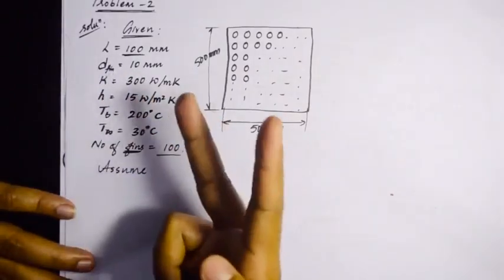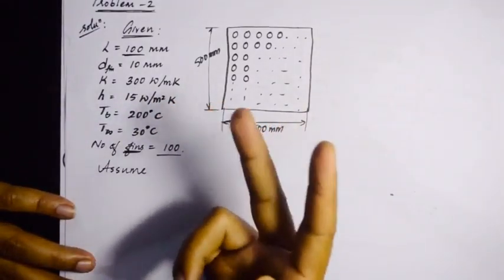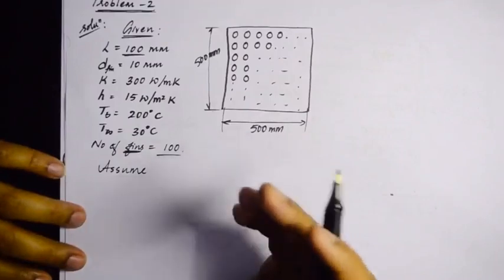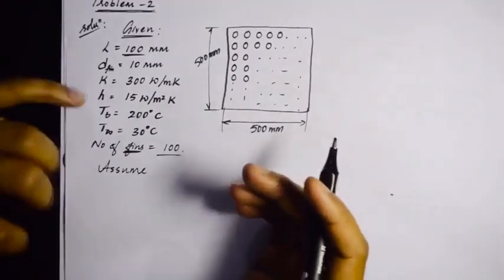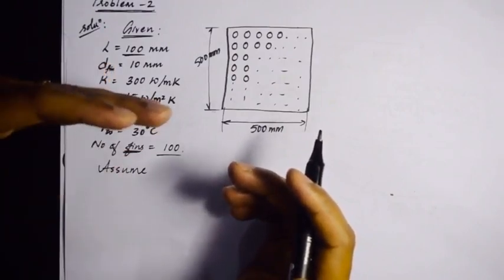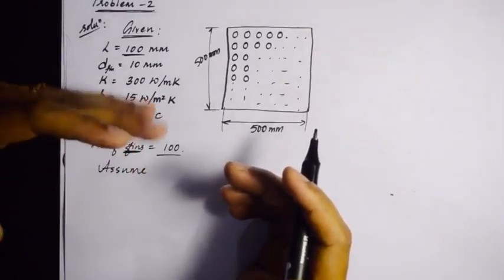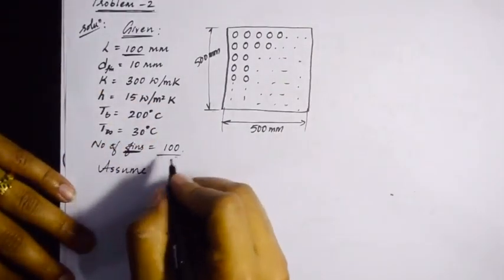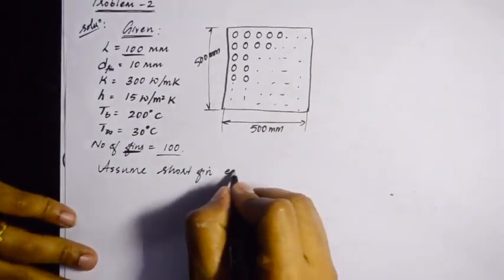So the remaining two cases are short fin with end insulated and short fin with end not insulated. Unless and until it is mentioned in the question, you are free to choose whichever case you want. So infinitely long fin is not practical. The fin is short fin, so you can either go for end insulated or end not insulated. As I told you in the previous problem, majority of the times we will be assuming the fin to be short fin end insulated.